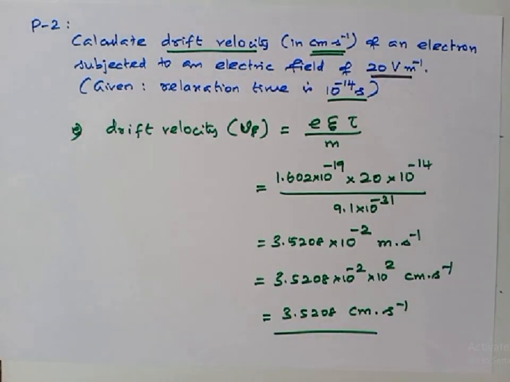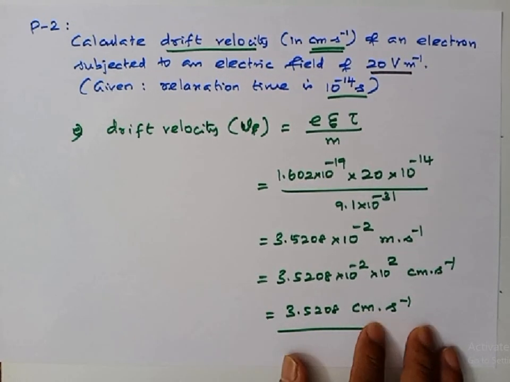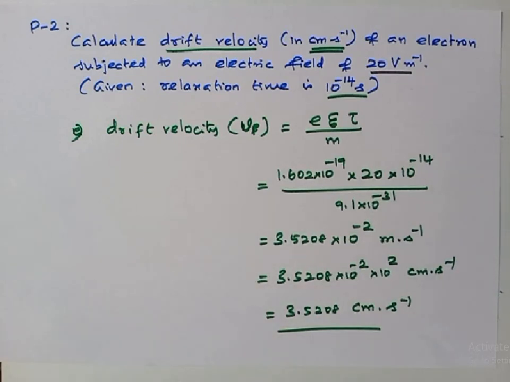This is how we should calculate the drift velocity and relaxation time. Remember, drift velocity and relaxation time both depend on temperature as well as the electric field strength. We'll discuss the thermal conductivity of the metal in the forthcoming lectures.